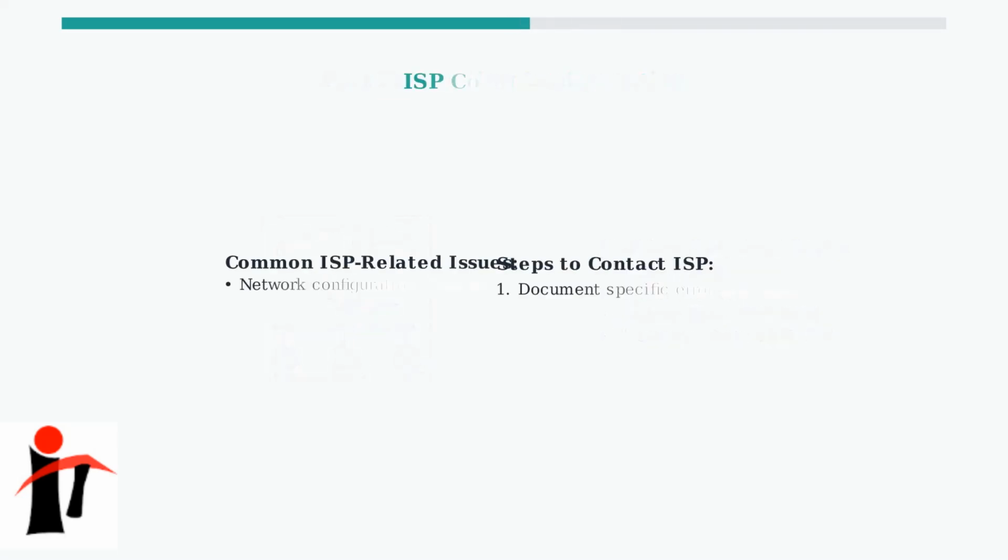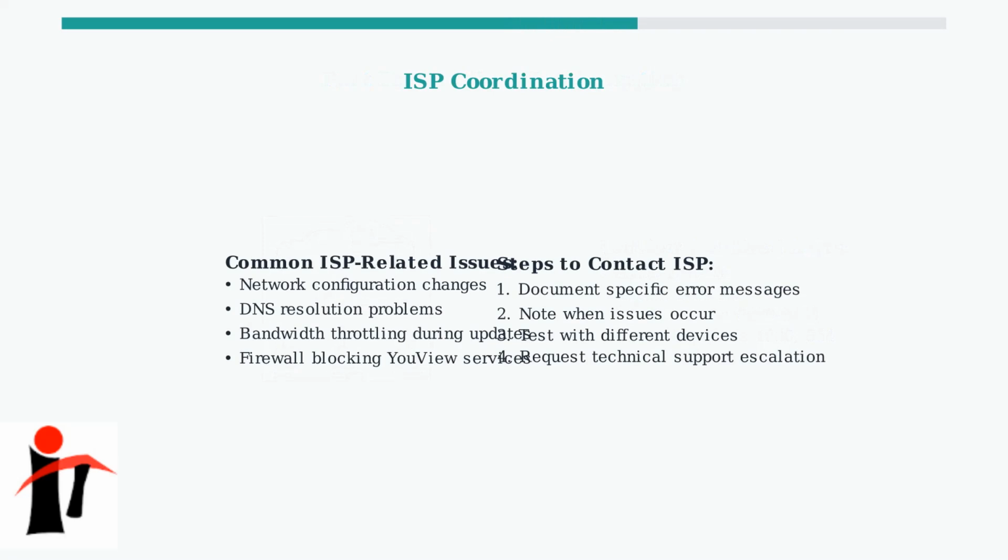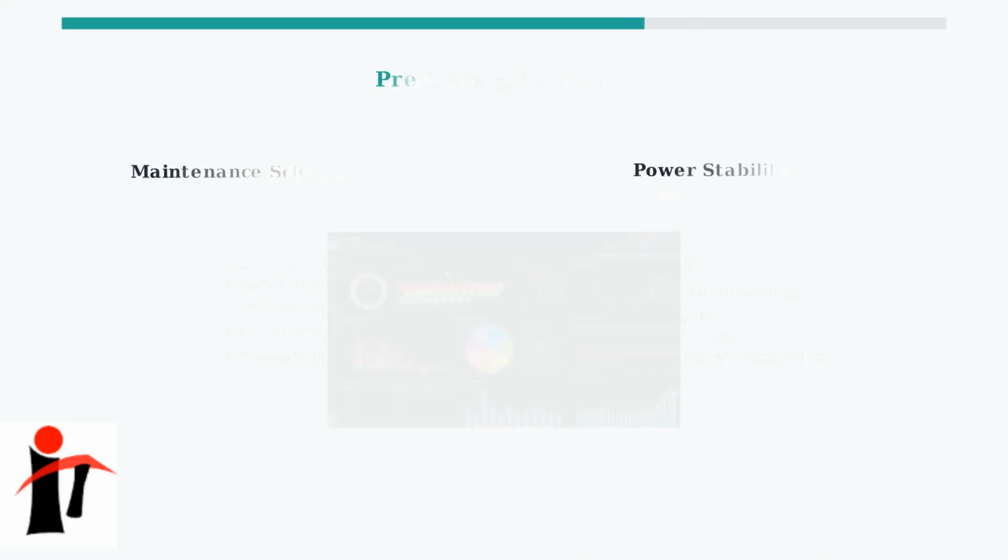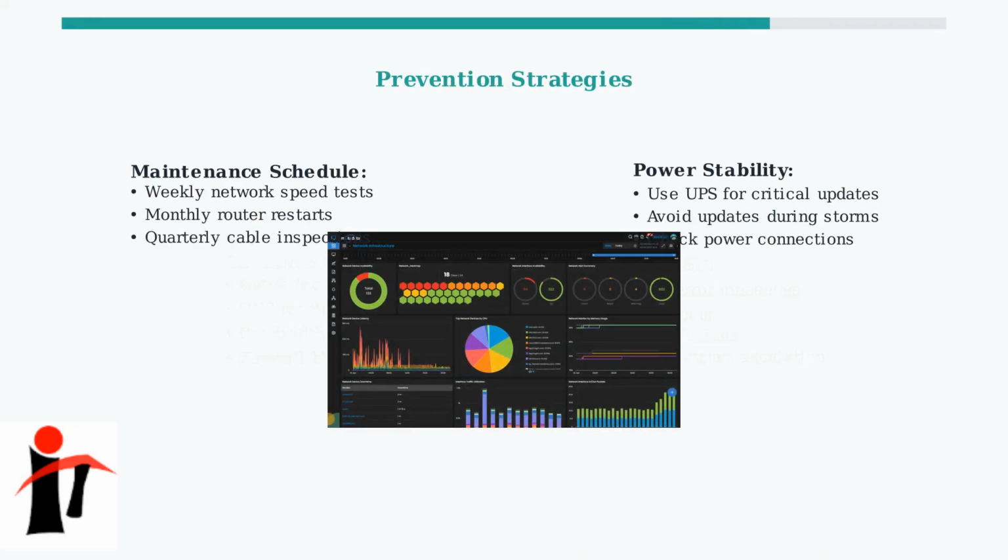Sometimes the issue lies with your internet service provider. ISPs like BT and TalkTalk have experienced network configuration changes that affect YouView updates. Contacting your ISP can help identify and resolve these issues. Prevention is better than cure. Implementing regular maintenance schedules, monitoring your network infrastructure, and ensuring stable power during updates can prevent most update problems from occurring.